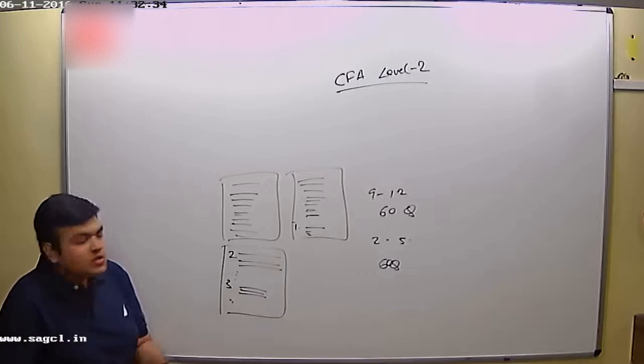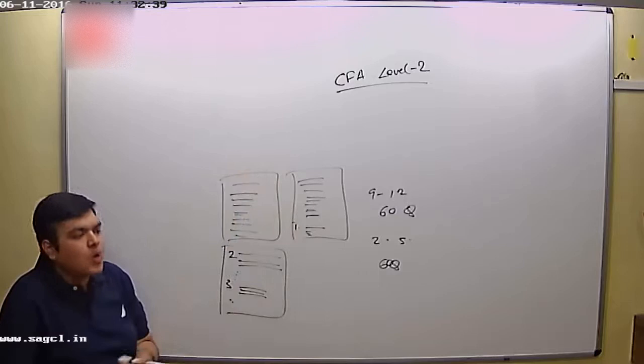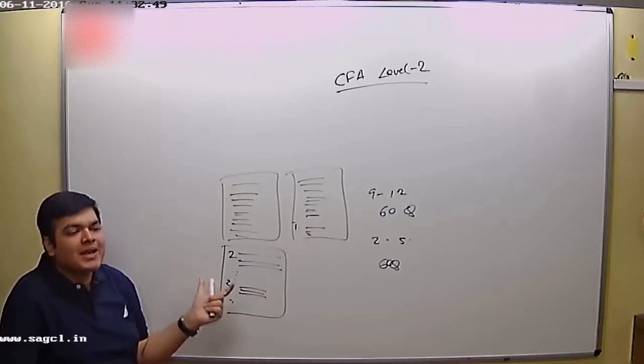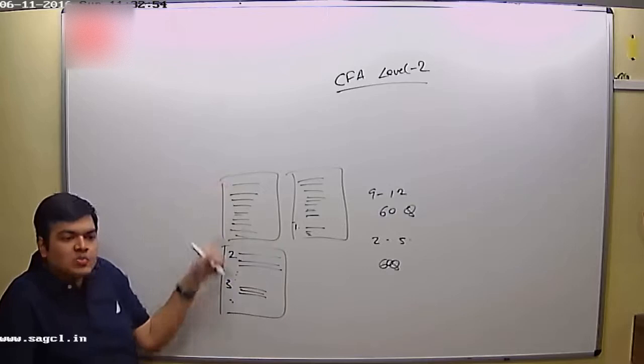So you'll have a page, a page and a half, generally it's 2 pages or 1.5 pages, 1.25 pages. You'll have a proper item set. You'll have the whole data, and on the basis of this whole data, you will have 6 questions asked. So you have 60 questions, that means you have 10 item sets in the morning half, 10 item sets in the evening half.